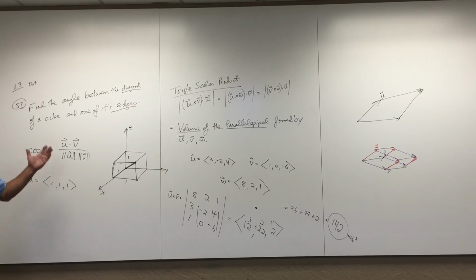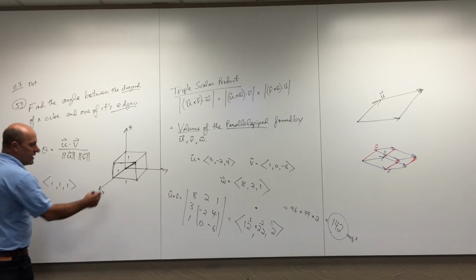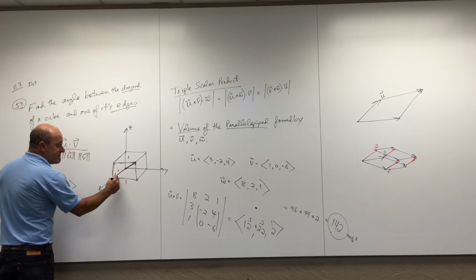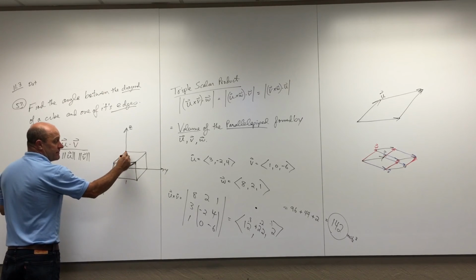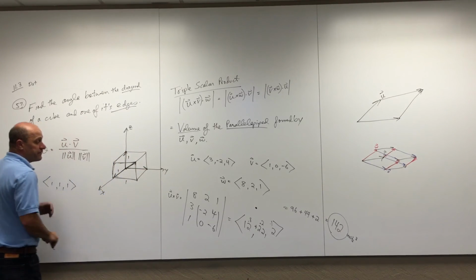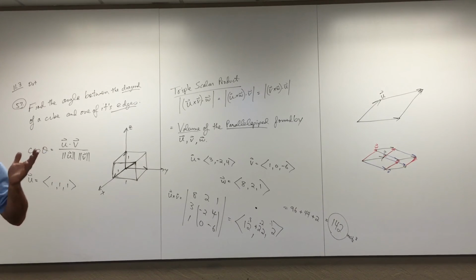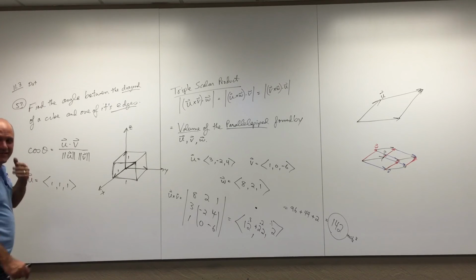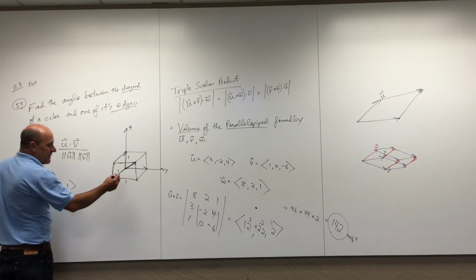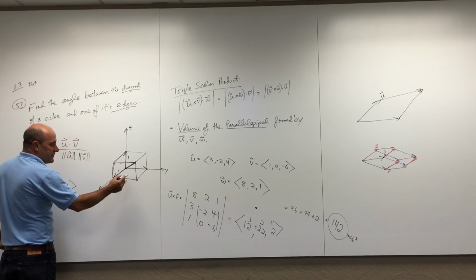I want to find the angle between that vector and one of its edges. This edge would work great. By the way, without doing this problem, you may be tempted to say 45 degrees, but it's not right. It's not 45 degrees, I don't think. Anyway, which edge do you want to use? The x-axis. So let's use this edge.